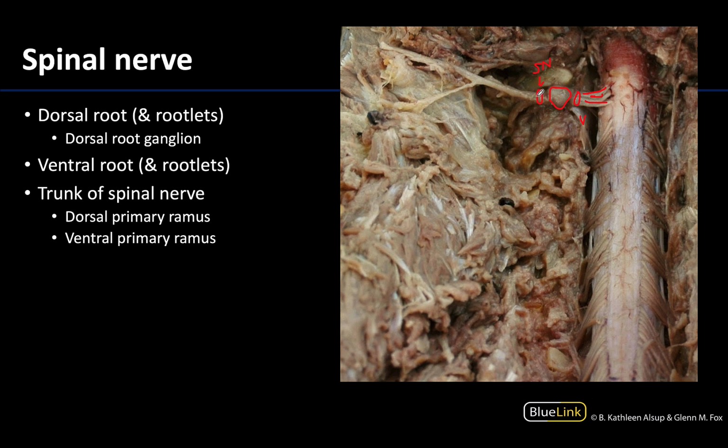Almost immediately, the trunk will split into the primary rami, which are the first branches of the spinal nerve. So you will have the dorsal primary ramus and the ventral primary ramus. Again, you can see that dorsal a little bit better in this posterior view. And you can see with this dorsal primary ramus that it's going to start splitting fairly quickly. So that dorsal primary ramus as well as the ventral primary ramus will almost always have numerous branches. Many of those branches will be named branches that we'll discuss throughout the course.